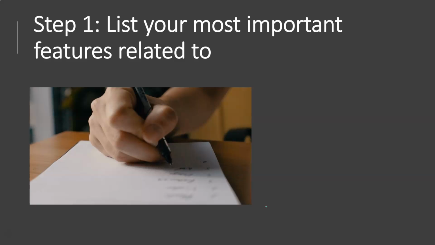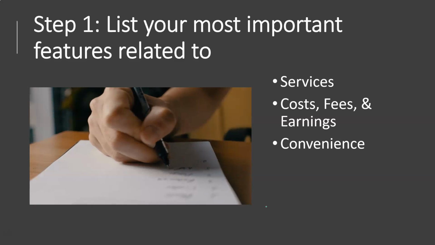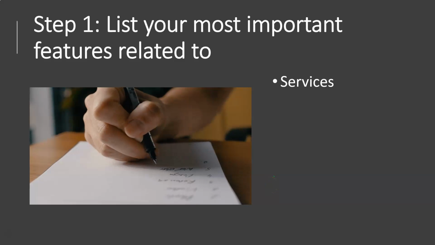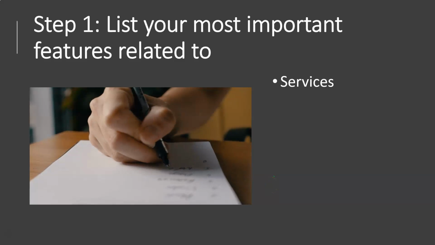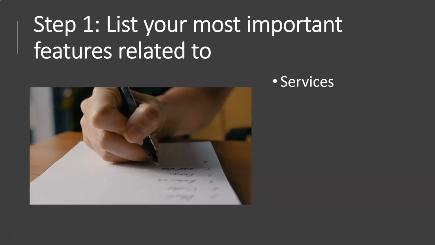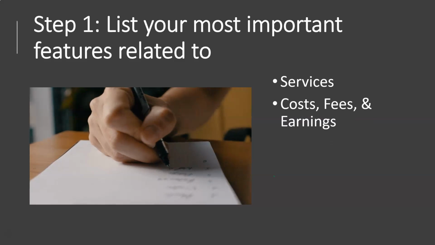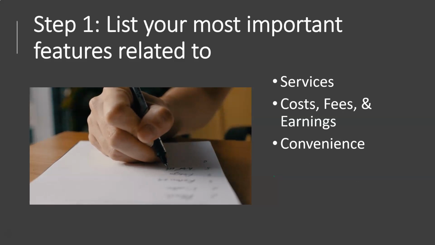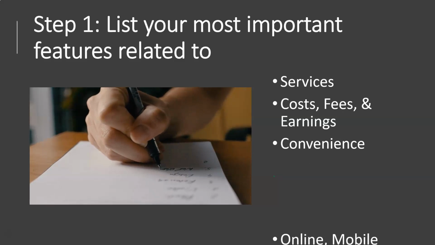So let's go into that in a little bit more detail, starting with step 1, list your most important features related to the services that those institutions provide. So if you're looking at a banking or financial institution, what services do they provide? We talked a little bit about the services in prior presentations. We'll go into them in a bit more detail here. We want to look at the costs, fees, and earnings, which again we'll look into in a little bit more detail in a second. The convenience and the online mobile banking.